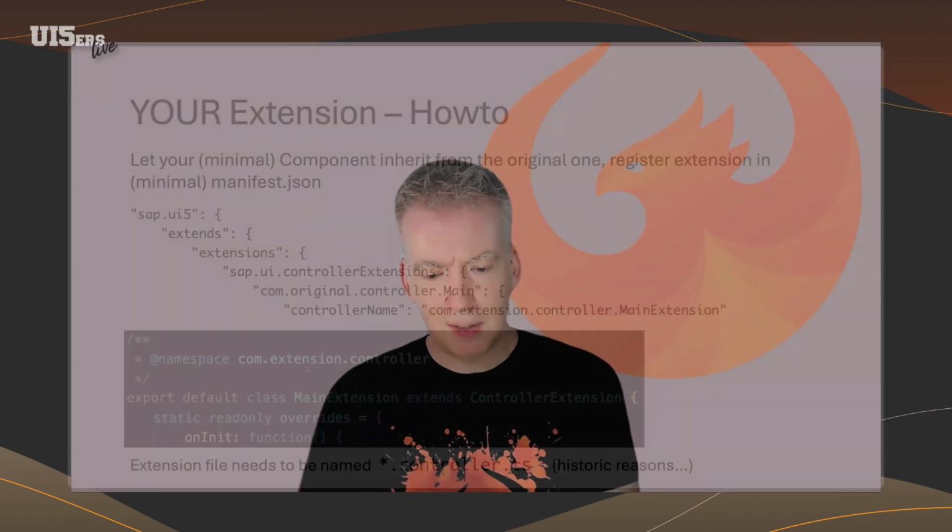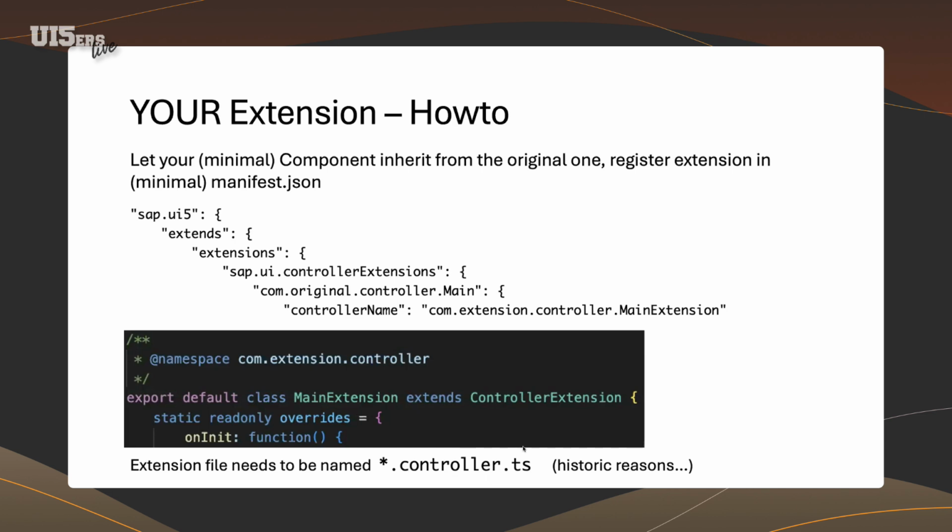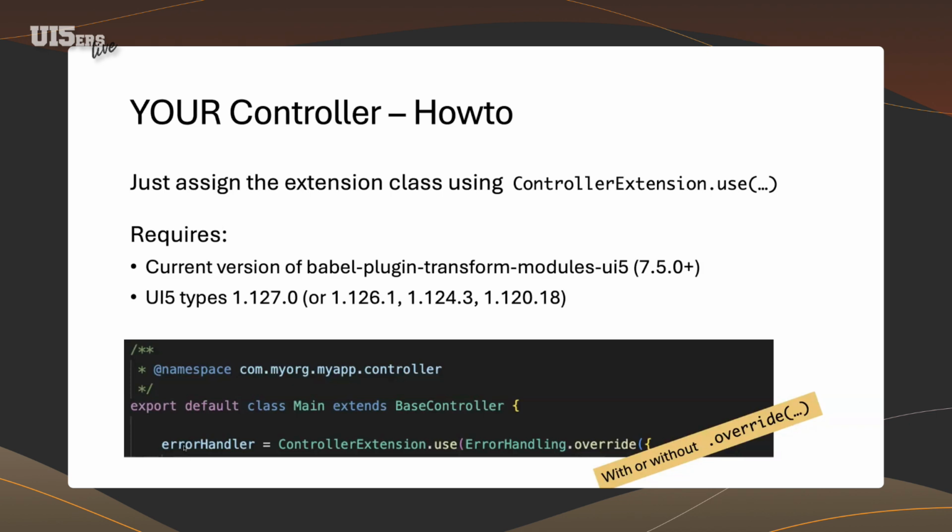So in short, at one glance again, for your extension extending SAP applications, configure it in the manifest, name the file controller.ts, have this overrides block, and that's it. The other way around, in your own controller, you reuse some extension provided, for example, by Fiori elements. You write it like this, an instance variable, controller extension.use. You can override it to extend it or just keep it as is.